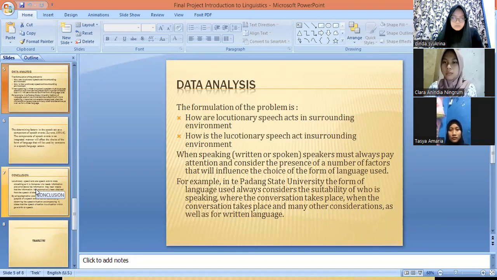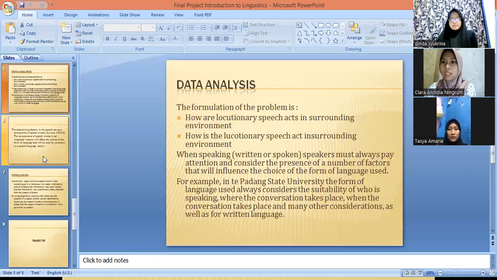Okay, thanks, moderator. I will try to explain the next page, which is data analysis. The formulation of the problem is, the first, how are locutionary speech acts in the surrounding environment? The second, how is the locutionary speech act in the surrounding environment? When speaking, written or spoken, speakers must always pay attention and consider the presence of a number of factors that will influence the choice of the form of language used. For example, in Padang State University, the form of language used always considers the suitability of who is speaking, where the conversation takes place, when the conversation takes place, and many other considerations, as well as for written language.